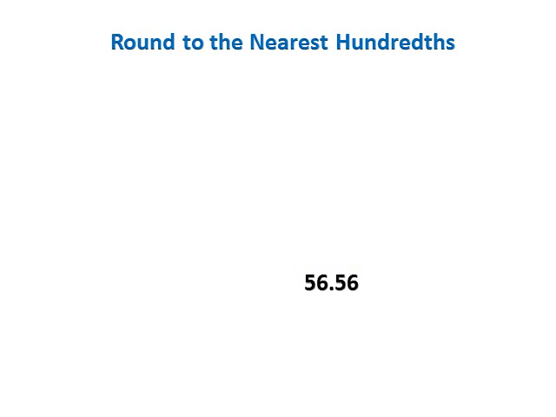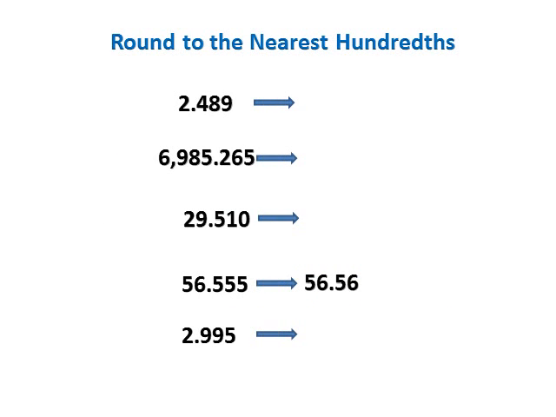Let's do some examples. Okay, I have not written that one right. Anyway, so you have 2.489. Your hundredths place is 8, but it's followed by 9. So that becomes 2.49. Next one, hundredths place is 6, followed by 5. So that goes up, and that becomes 6,985.27. Alright, next one, hundredths place is 1, followed by 0. So it stays the same. And next one, 56.556. Okay, so 5 is followed by 5, therefore it goes up. So you have 56.56.